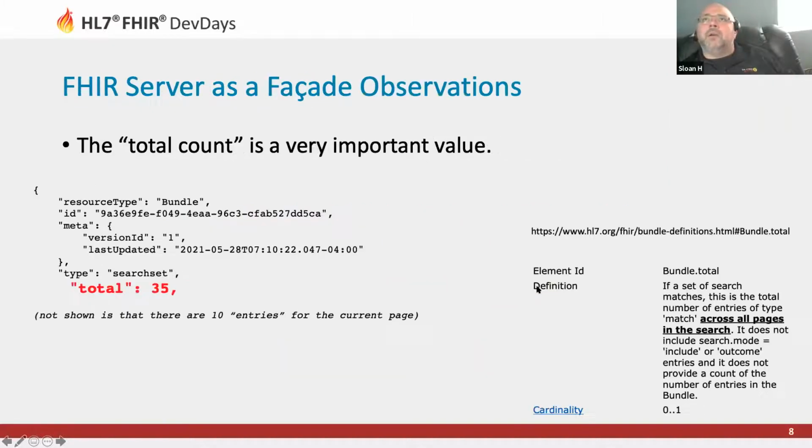Okay. In general, FHIR server as a facade observations, we're going to breeze through the first 10 slides and slow down on the back half. This idea of the total count becomes very important. Over here I have the HL7 definition. Technically it's optional because it's 0 to 1, but it gives us the overall count and clues as to how many pages we're going to encounter.